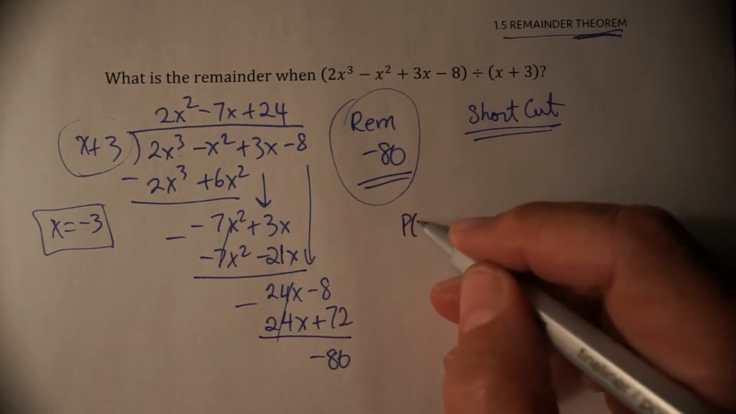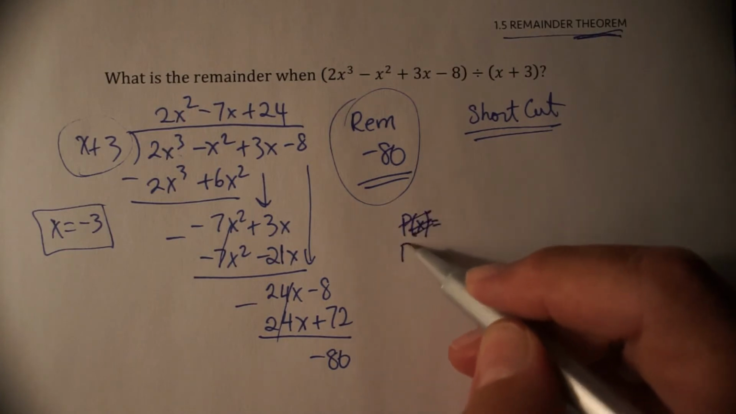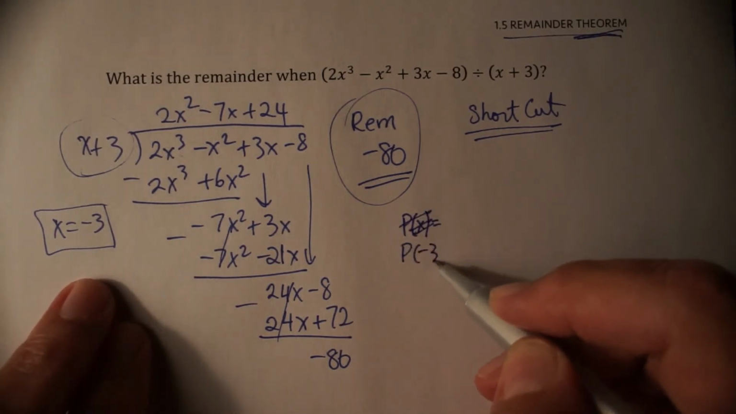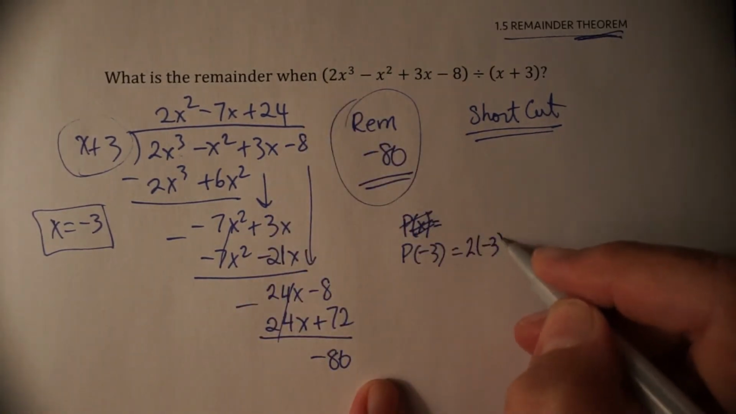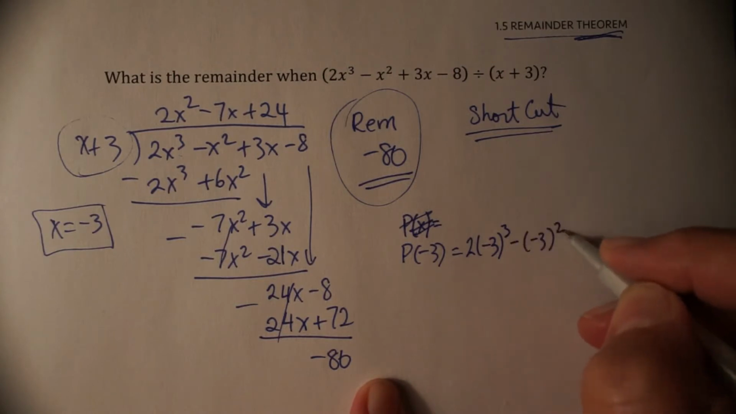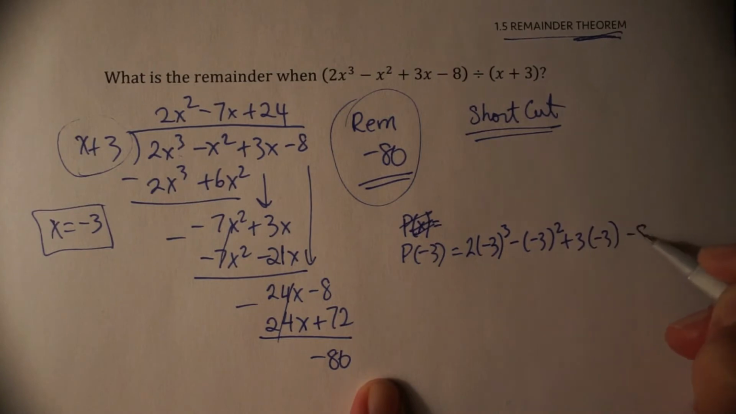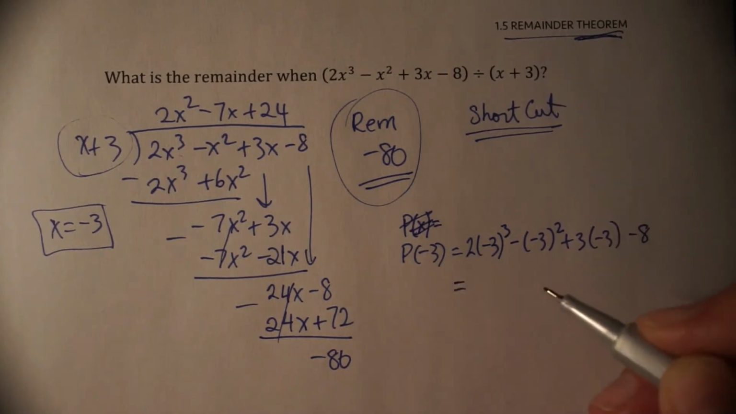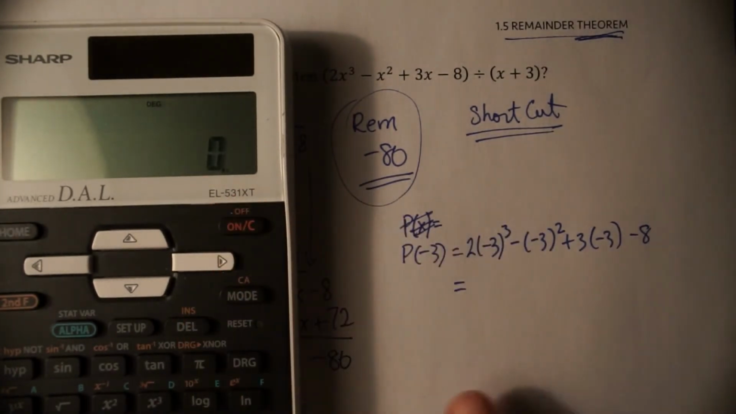I'm going to call the polynomial p at x. And I'm not even going to call it x. I'm going to go p at negative 3. And I'm just going to plug in negative 3 for my x. So 2 times negative 3 cubed minus negative 3 squared plus 3 times negative 3 minus 8. And then I'm going to take my handy dandy calculator and I'm going to go all at once.